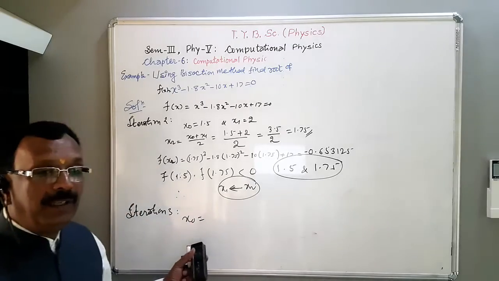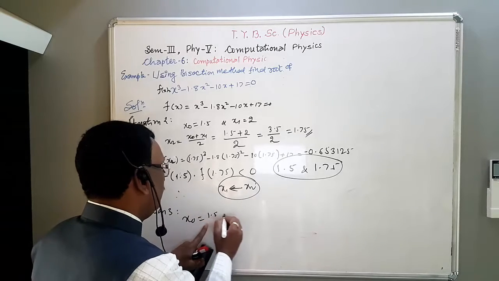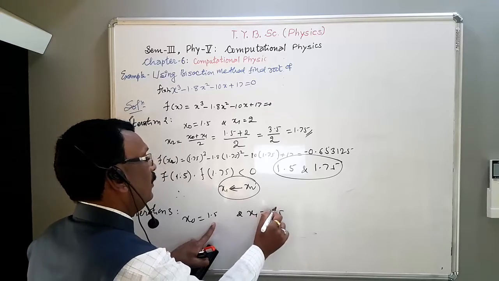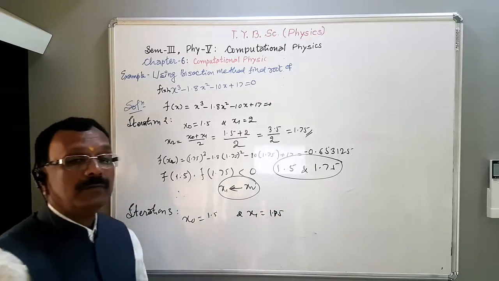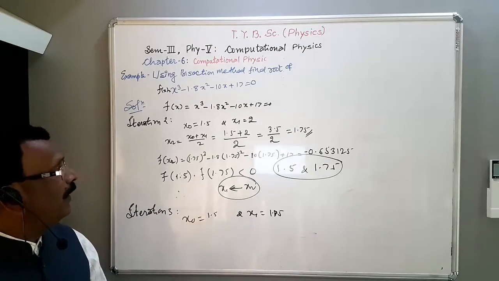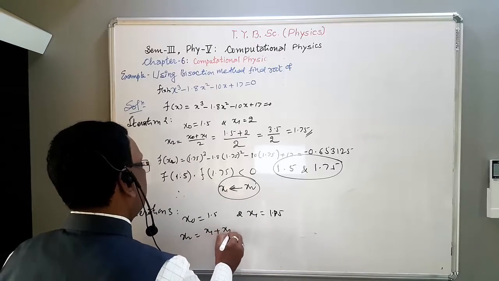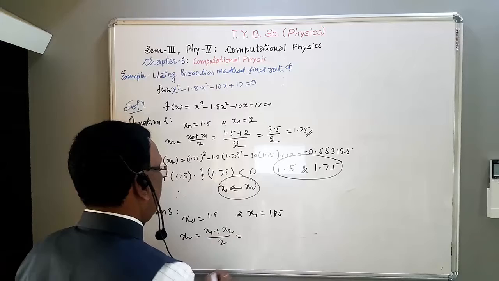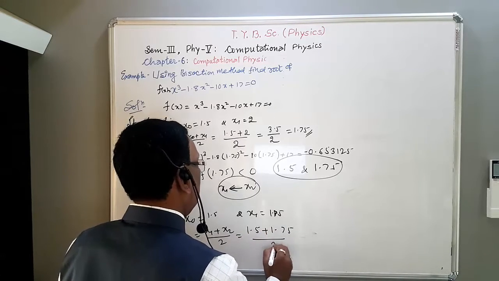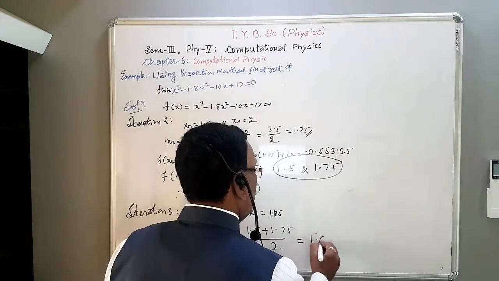what is the value of x0 now? 1.5. And what is the value of x1? It is nothing but 1.75. Now again, using these two values, we can find the midpoint, x2 is equal to (x0 plus x1) upon 2. Substitute the values, that is 1.5 plus 1.75 upon 2. When you solve this term, you will get 1.625.